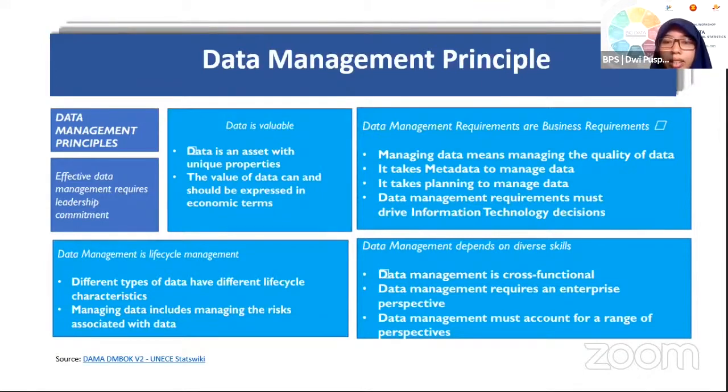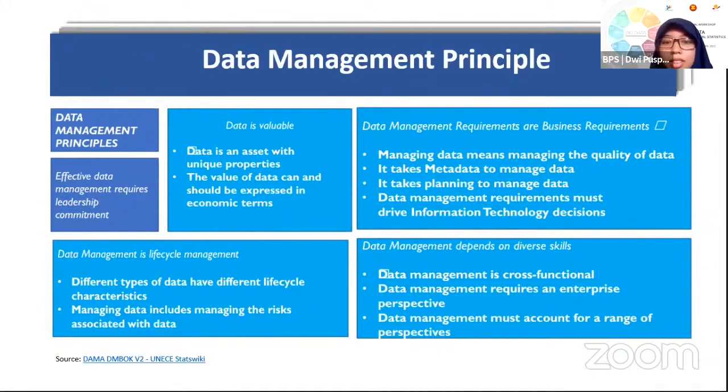And then the next principle is that data management requirements are business requirements. This is regarding data-driven or needs-driven approaches. Sometimes both of them need to be combined. To build your own data management requirements, you first need to understand your business and your organization's requirements. And for that, we also need to note several points, like managing data means managing the quality of the data. So you cannot just manage the data without considering the quality of the data.